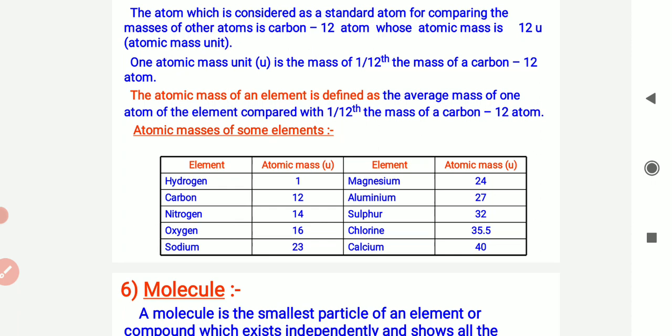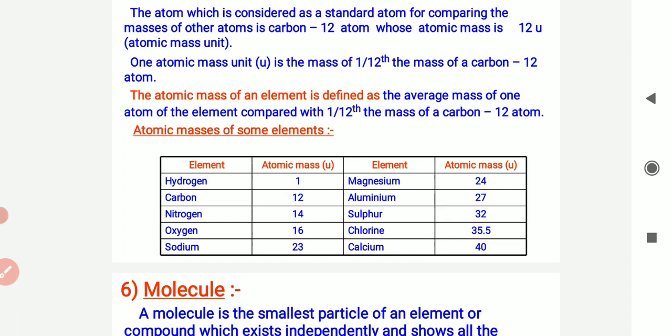What is their atomic mass unit, or what is their unit number, atomic mass unit number? So let us see that. In an earlier video we also told you that atoms combine together in a fixed proportion. So from where do we get this proportion? From their atomic mass unit.